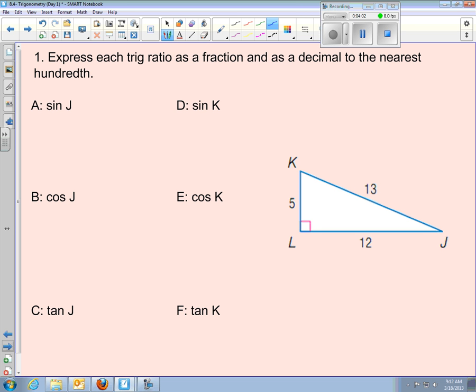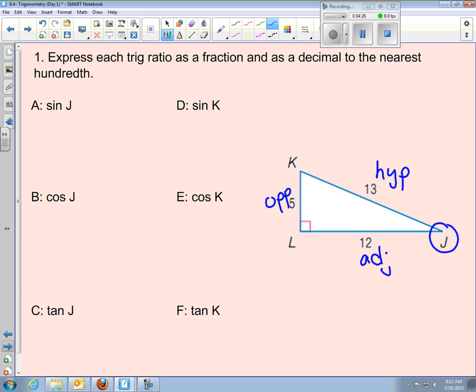So A, B, and C are all referencing angle J, and K is going to be referenced in D, E, and F. So here's angle J, and let's label the sides together for angle J. We are going to have our hypotenuse here, so that's the one across from our 90-degree angle. We have our opposite straight across and our adjacent right next to it.